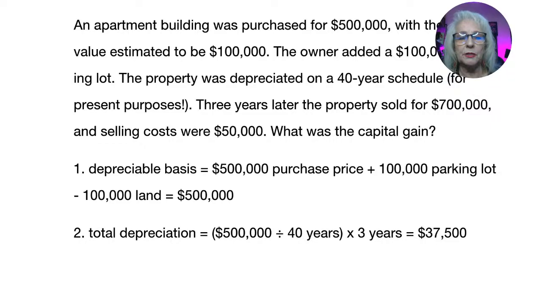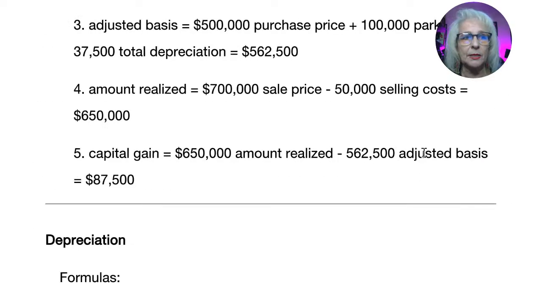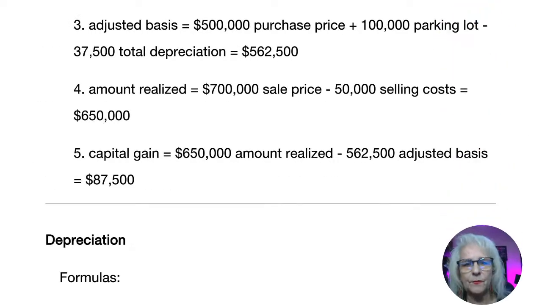Now total depreciation equals $500,000 divided by 40 years, right? Because it has a 40-year depreciation schedule, times 3 years. They kept it for 3 years. That equals $37,500. So every year it depreciated, and a total of 3 years was $37,500.